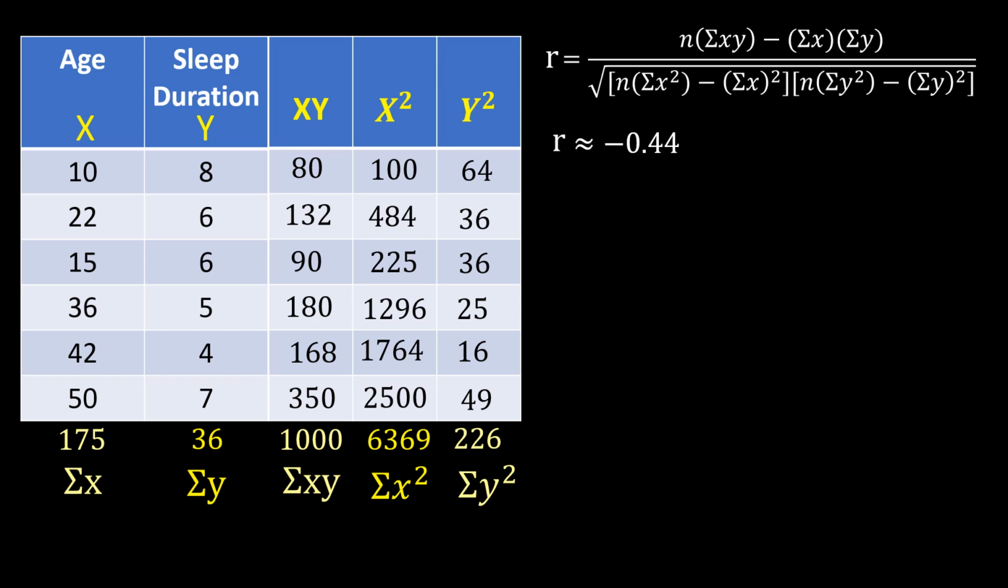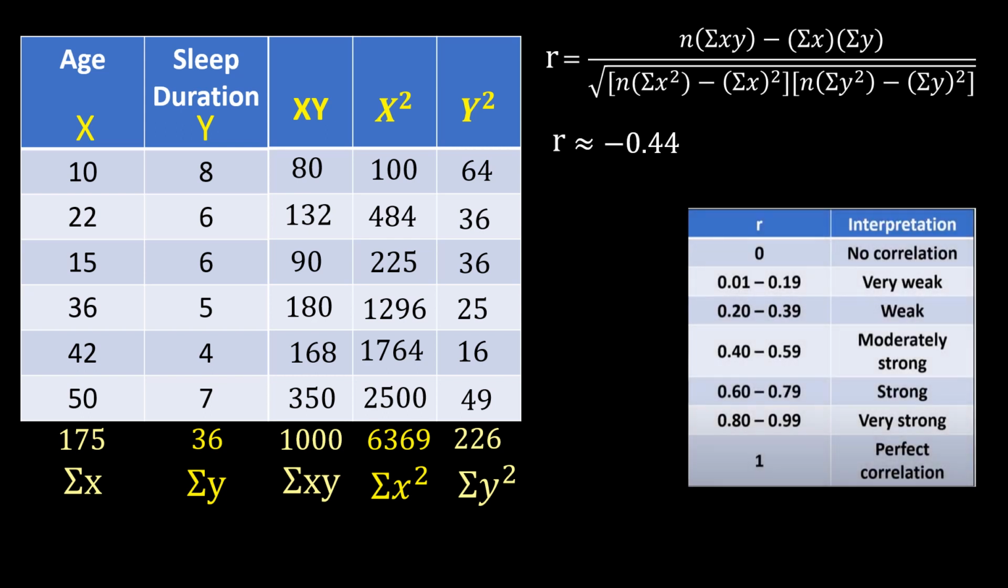So what does this mean? Let's pull up our table of interpretation. It falls under the moderately strong relationship. It's 0.44 and it's negative, so it means it's a negatively moderate relationship. But we are not yet sure because we are going to test the significance. If it's significant, then it is true that it's a negatively moderate relationship between age and sleep duration. But if it's not significant, then this result of 0.44 is nothing but equal to 0.